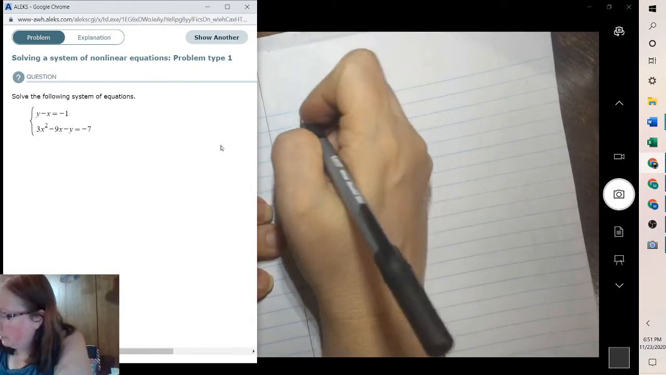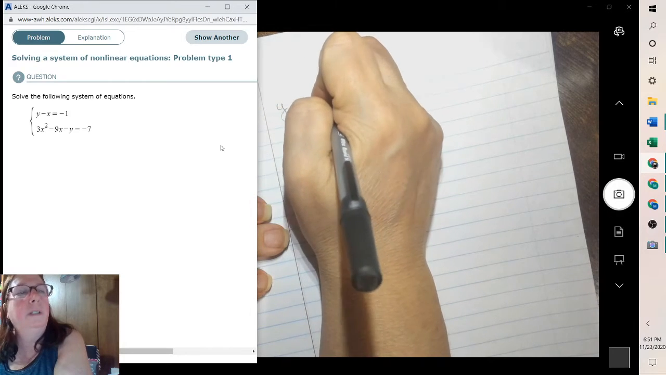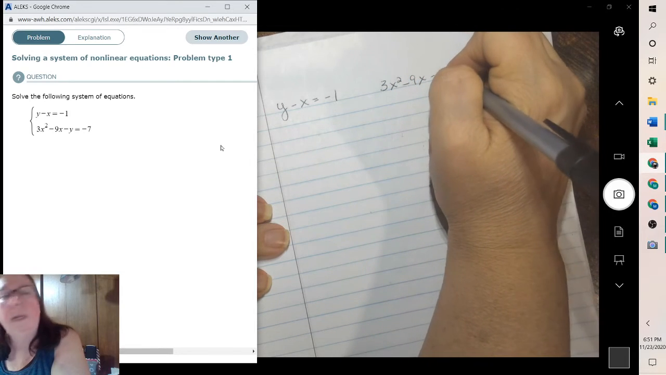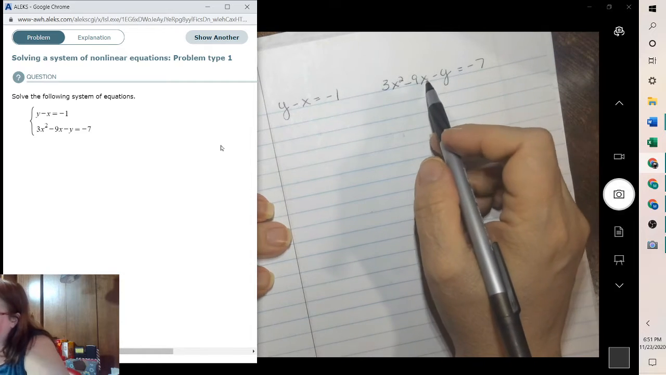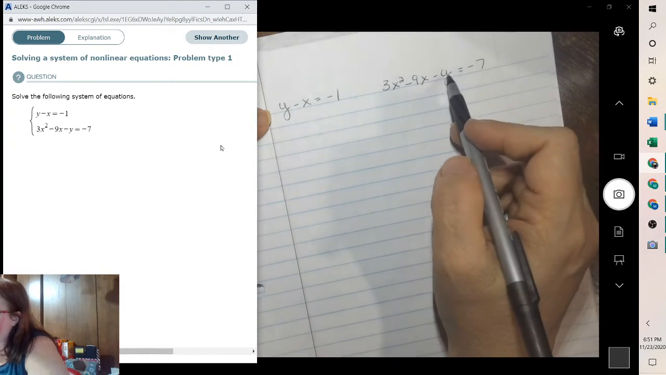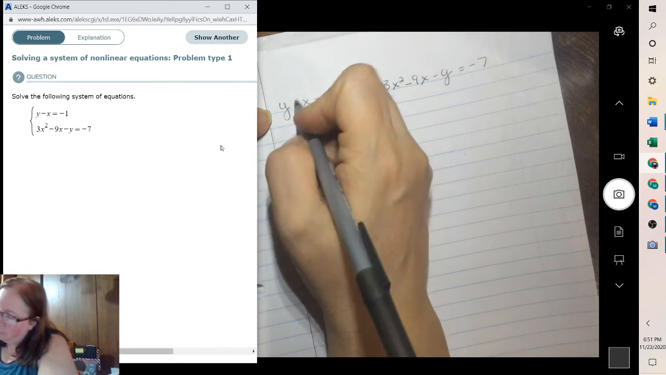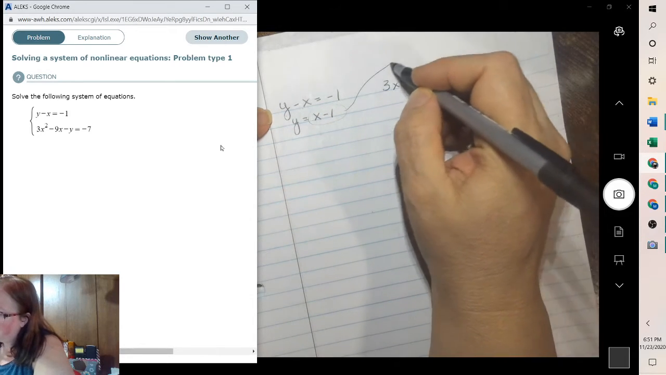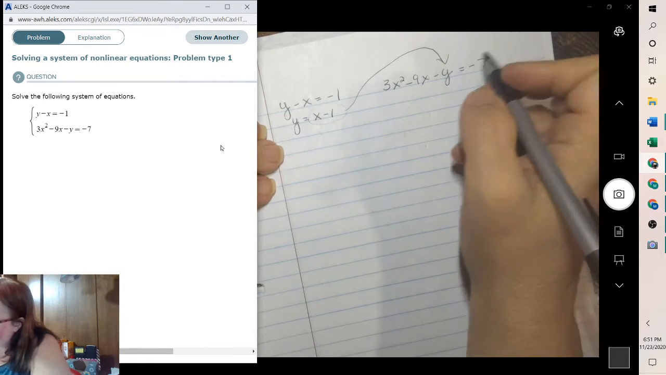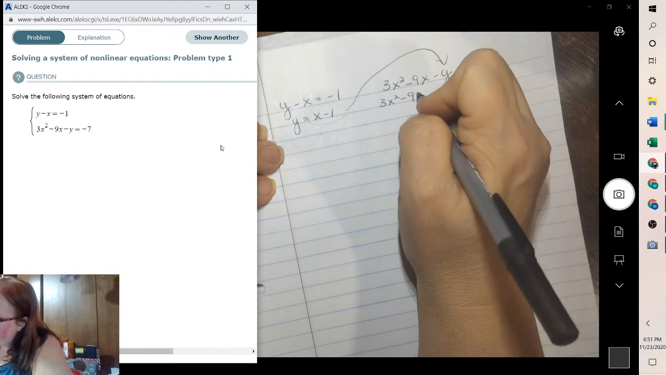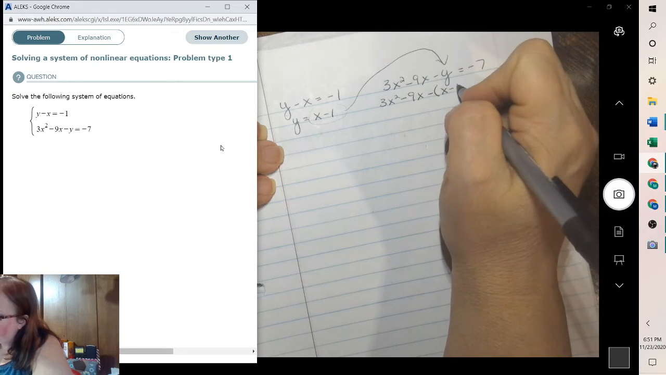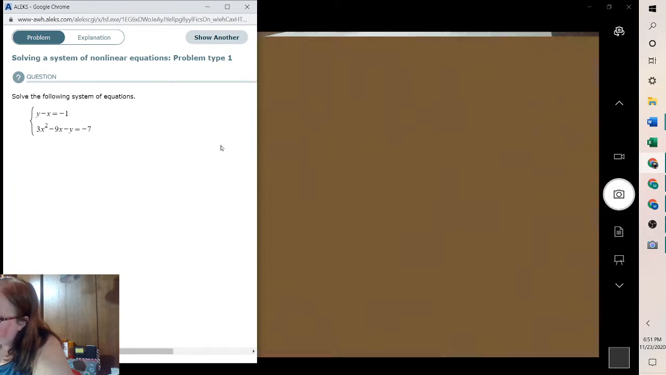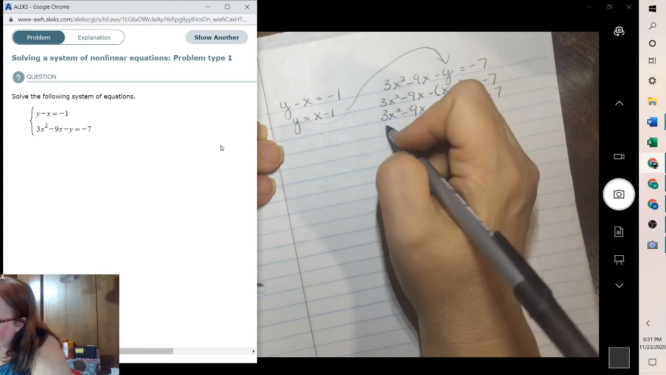Okay, so we have y minus x equals a negative 1, and 3x squared minus 9x minus y equals a negative 7. So this one has an x and an x squared. We need to then get rid of the y. So first solve this by adding the x over. Then we can take this and plug it in. So we have 3x squared minus 9x minus quantity x minus 1. Distribute the negative, and then combine like terms.